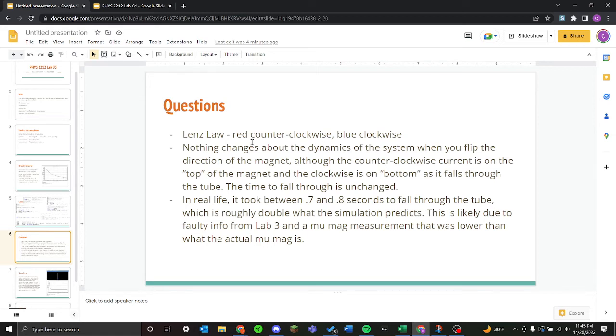There's another question about the dynamics of the system. Nothing actually changes when you flip the direction of the magnet. So if you drop it in North Pole first, it has the same effect as dropping it in South Pole first. And then the other question is, in real life, it took about 0.8 seconds to fall through the tube, which is about double what the simulation predicts. It's likely due to faulty info from Lab 3.